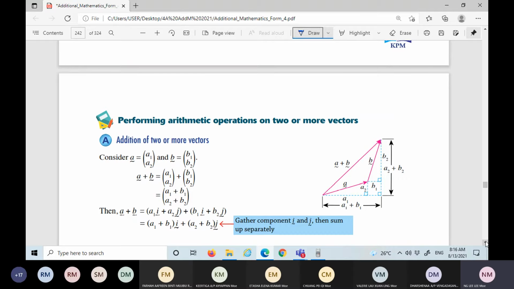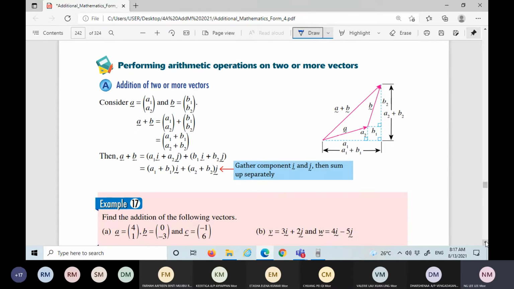Performing arithmetic operations on two or more vectors. Here you will involve plus, minus, addition, subtraction, and multiplication of a vector with a scalar. Addition is very simple, you just add. Look at this example, A and B. A1 plus B1, and then you add A2 plus B2. If this is in the other form, the ij form, same thing, you just group all the i and group all the j.